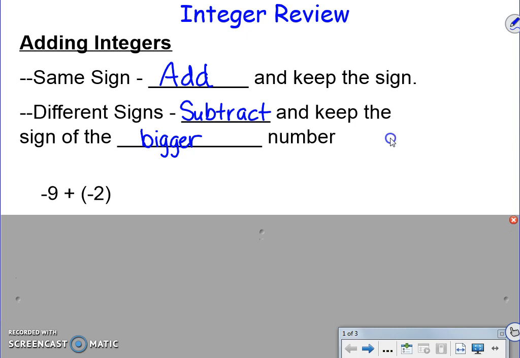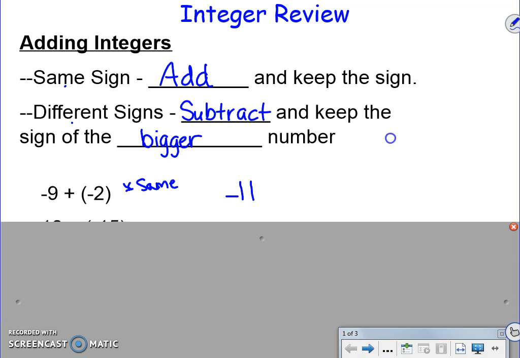So the first one we have is -9 plus -2. First you have to ask yourself, are they the same sign or are they different? Well, the 9 is negative and the 2 is negative. So those have the same sign. So I add, so 9 plus 2 is 11. And I keep the sign that's already in the problem, so that means that's going to be a -11.